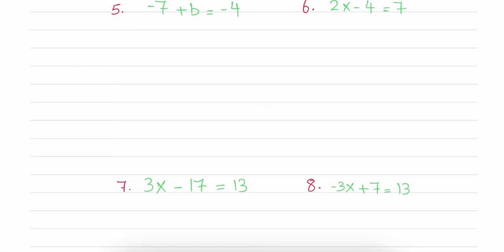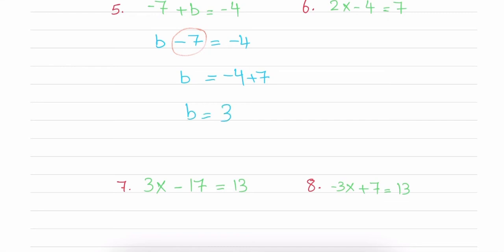Question 5. Negative 7 plus b equals negative 4. To avoid confusion, I can rearrange this to look like b minus 7 equals negative 4. Now, I have minus 7, so I have to add 7 to both sides. This would be negative 7 plus 7, which cancel each other, and I will be left with b. This would be negative 4 plus 7, which equals 3.